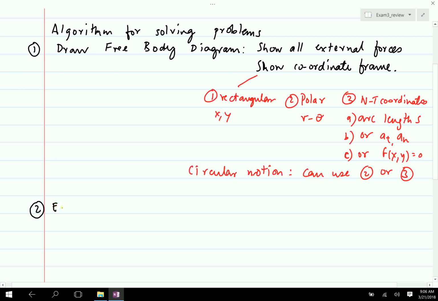So once you do that, set up the equations of motion. When you see a problem in this particular exam, it could be of two types. It could be a particle or it could be a rigid body. The way to distinguish is, if you're given dimensions of the object, then it's probably a rigid body problem, chapter 17. If it has no dimensions, then it's a particle problem.